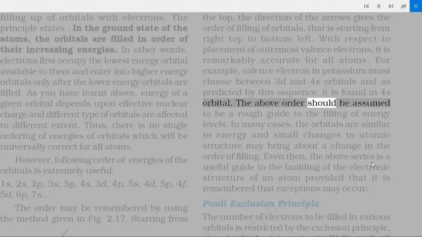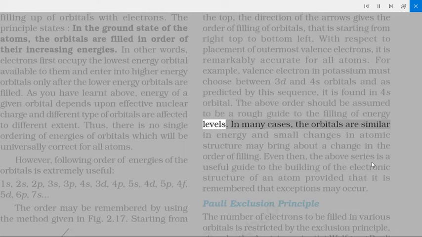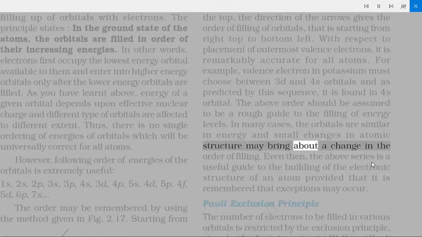The above order should be assumed to be a rough guide to the filling of energy levels. In many cases, the orbitals are similar in energy, and small changes in atomic structure may bring about a change in the order of filling.